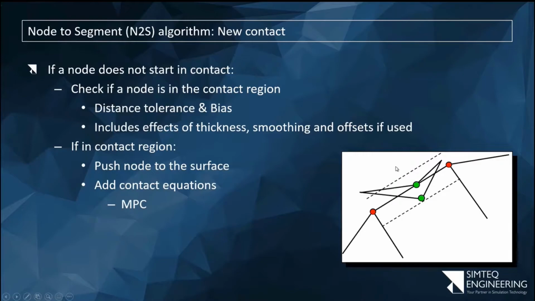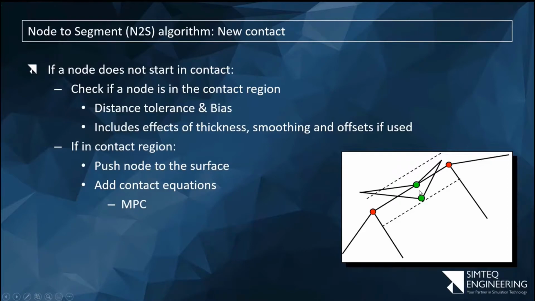Now let's say in an iteration, a node moves from outside to anywhere inside that contact region. That region is defined as a combination of your distance tolerance and bias. It includes the effects of the thickness of shells, if you include it, smoothing, in other words the analytical or spline surfaces, and if you have any offsets for beams or shell elements, all of that is included in this effect. So the moment it detects the node is in there, it will first push the node to the surface, physically moving the coordinates. That's simply a normal projection, normal to that face.